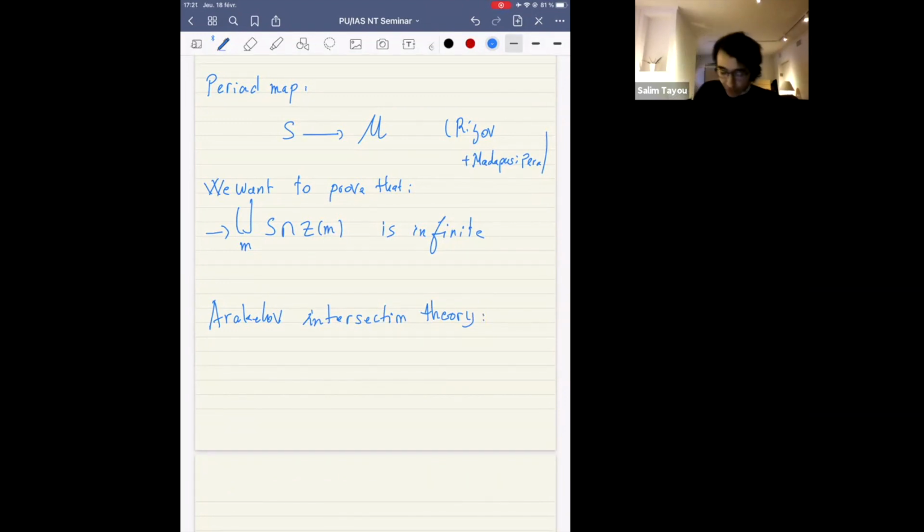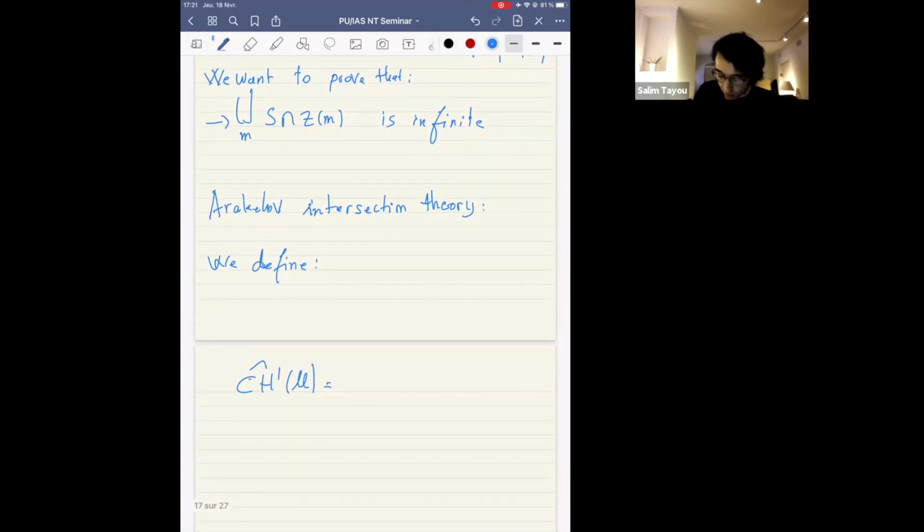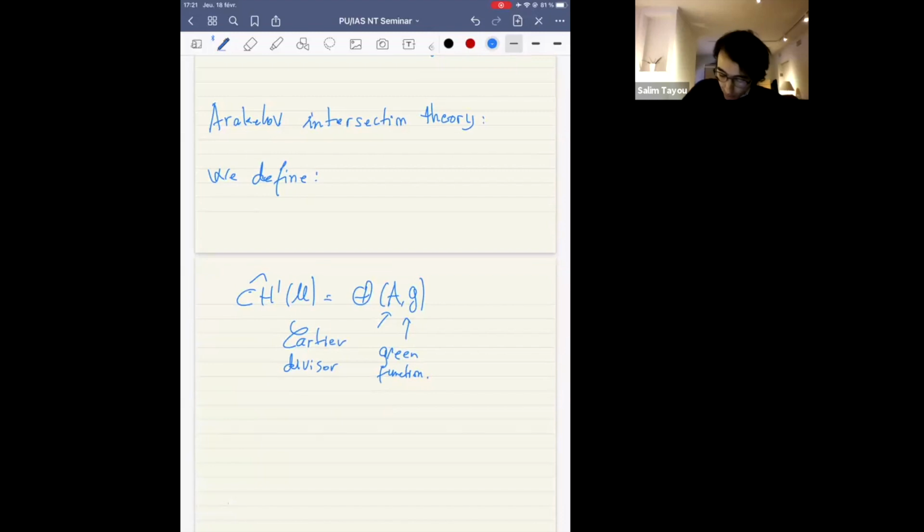So in a nutshell, I will define briefly what the tools are here. We first define the arithmetic Chow group of M, which is formed by the direct sum of pairs (D, G), where D is a Cartier divisor and G is a Green function, and I take the quotient by the divisor of rational functions, where the Green function is simply minus log of |f| squared.